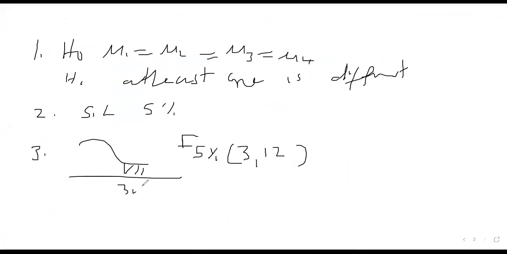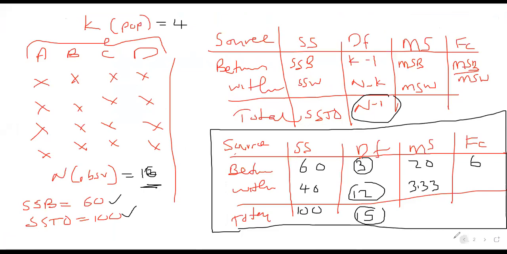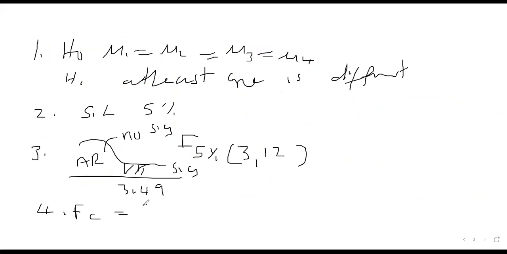So 3.49. Whenever we accept, it means there's no significant difference in the means. Whenever we reject, there's a significant difference in the means. So step 4, calculate the F calculated. So our F calculated is 6. Now, where is the 6 coming from? It is in the rejection region here. So what is our conclusion? We reject H0. What does it mean? We have a significant difference. There exists a significant difference.